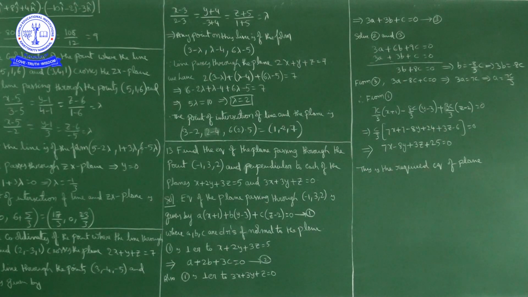Now the equation of a plane passing through a given point (x1, y1, z1) is a(x - x1) + b(y - y1) + c(z - z1) = 0, where a, b, c are direction ratios of the normal to the plane.